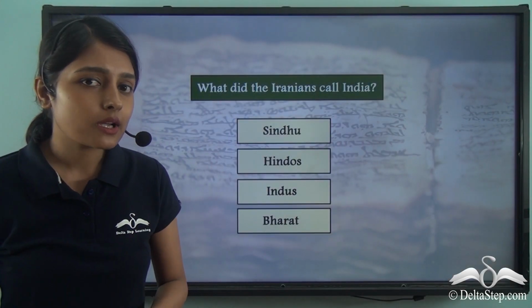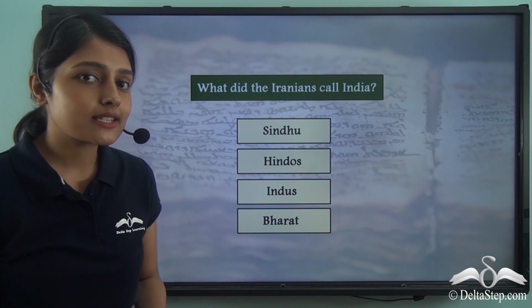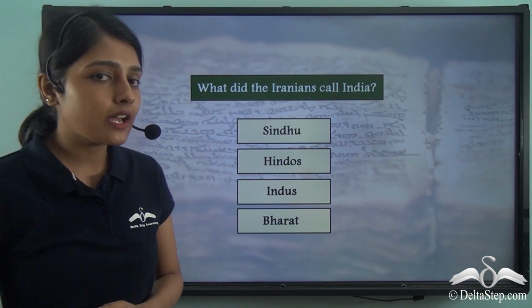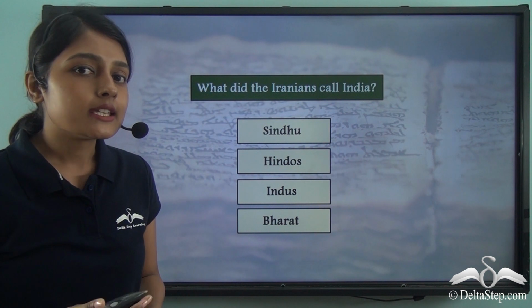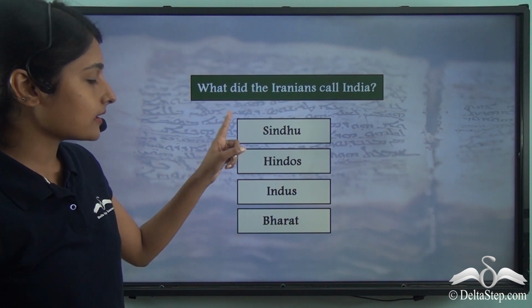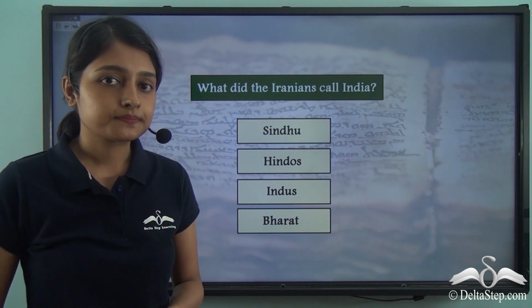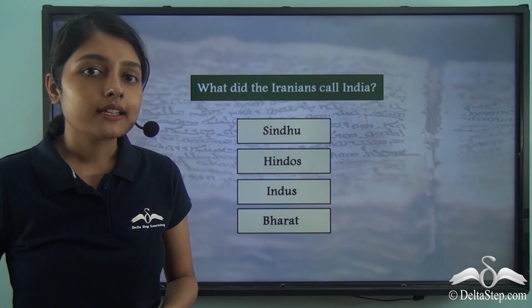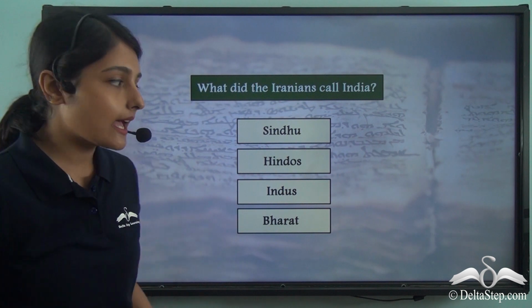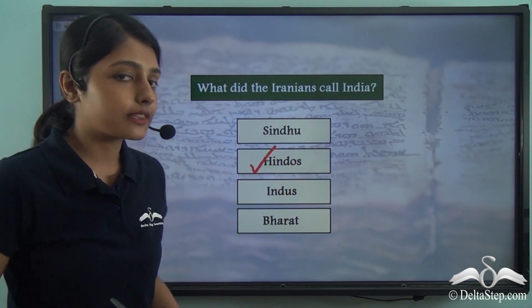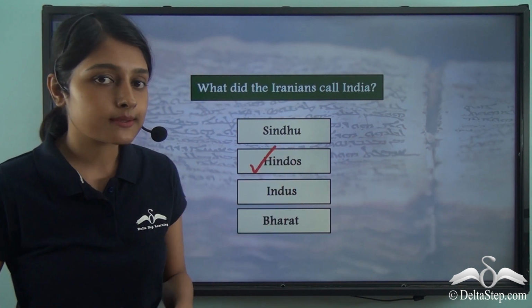Allow me to ask you a question before proceeding with this lesson. What did the Iranians call India? Did they call India as Sindhu, Hindus, Indus or Bharat? Well, the Iranians called India as Hindus or the land of the Hindus.